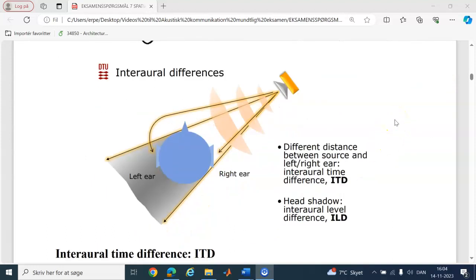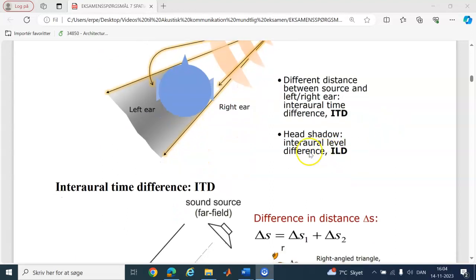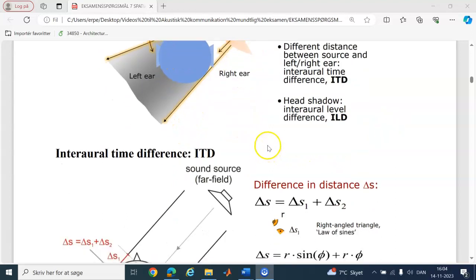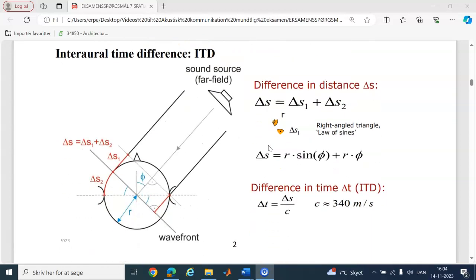Interaural differences. What's that? A different distance between the source and the left and right ear. The interaural time difference is because of the different distance between the right ear and the left ear. But there's also the head shadow, giving the interaural level difference. A little bit about interaural time difference: if the source is near the right ear, then there's a longer distance for the waves to the left ear. It can be calculated.